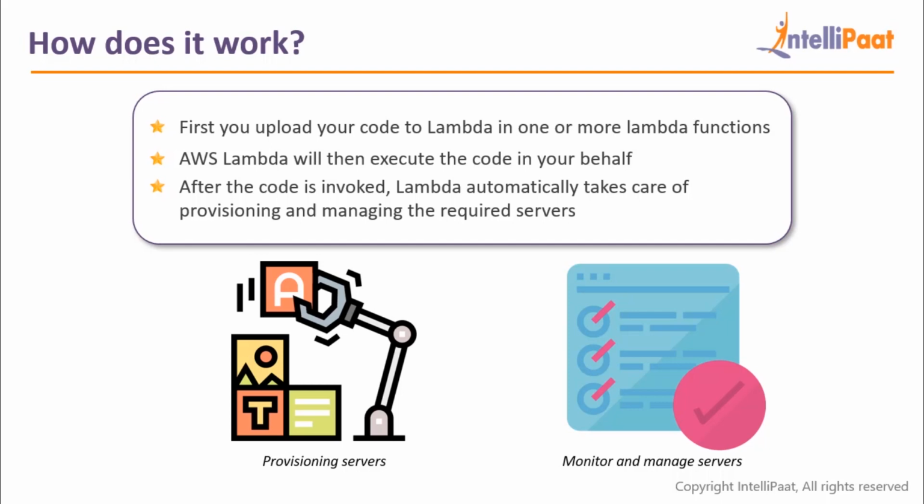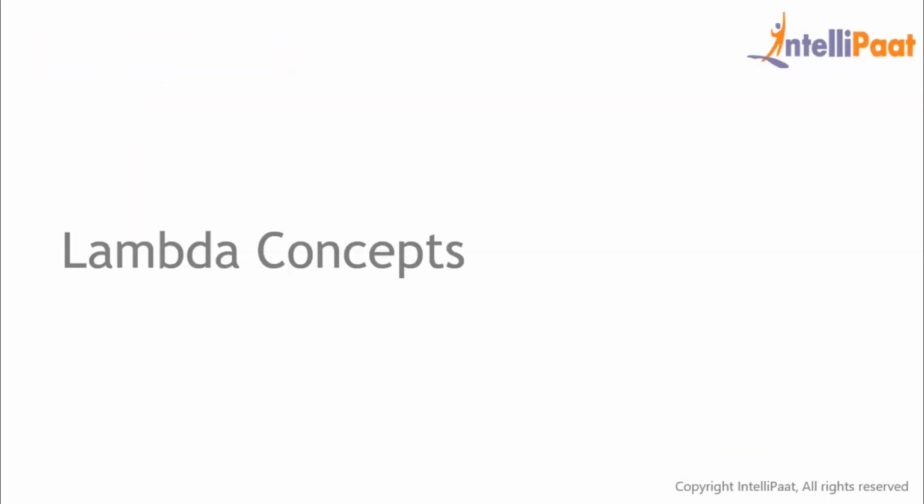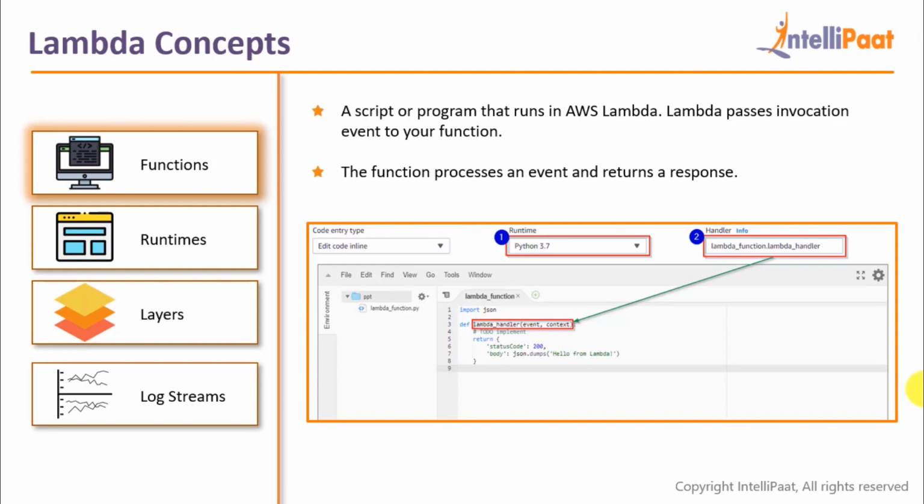Okay guys, now we understood how Lambda actually works. So what are the various concepts in Lambda? Let us look into it. Now we are going to see various concepts in Lambda, and the 4 concepts you are going to see are functions, runtimes, layers and log streams.